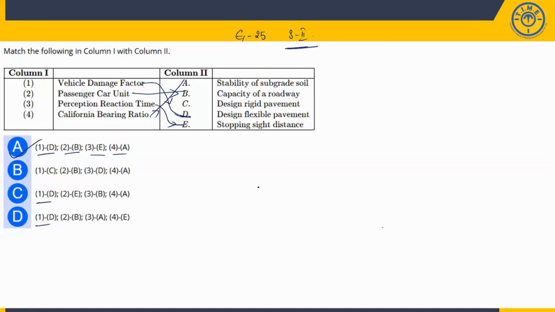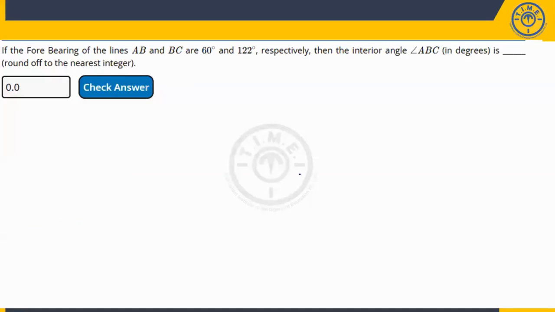Moving to our next question. Listen, my dear students, this is a question from surveying. I just wanted to include this geomatics. I had included this since this is a question from GATE 2025 as well. These kinds of questions are very common. And geomatics is also a bit related to highway engineering. That is the reason I had included it here.